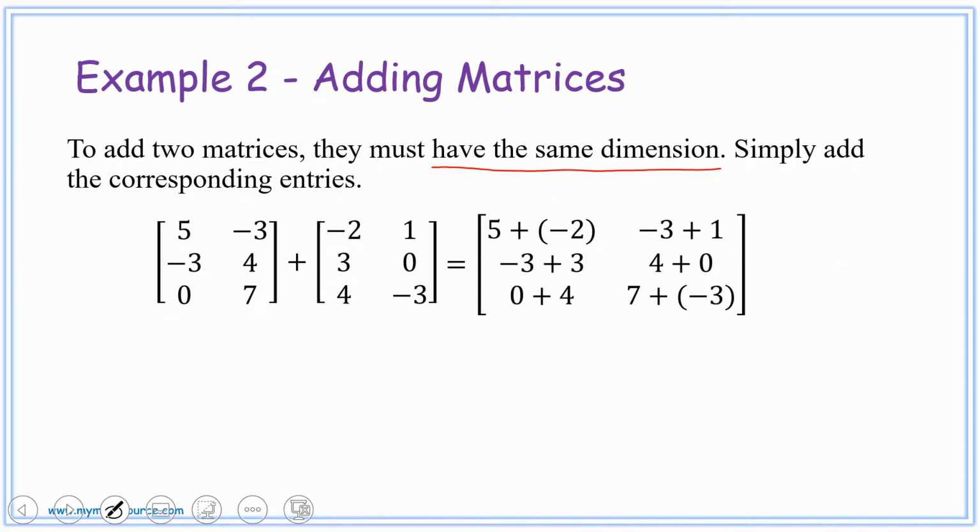And so what we see here is if we add them all up, we're going to get 3, negative 2, 0, 4, 4, and 4 as our answers. So simply to add them up, make sure that each corresponding entry goes with its pair, right? Negative 3 with the positive 3 there, because they're both in the second row, first column.